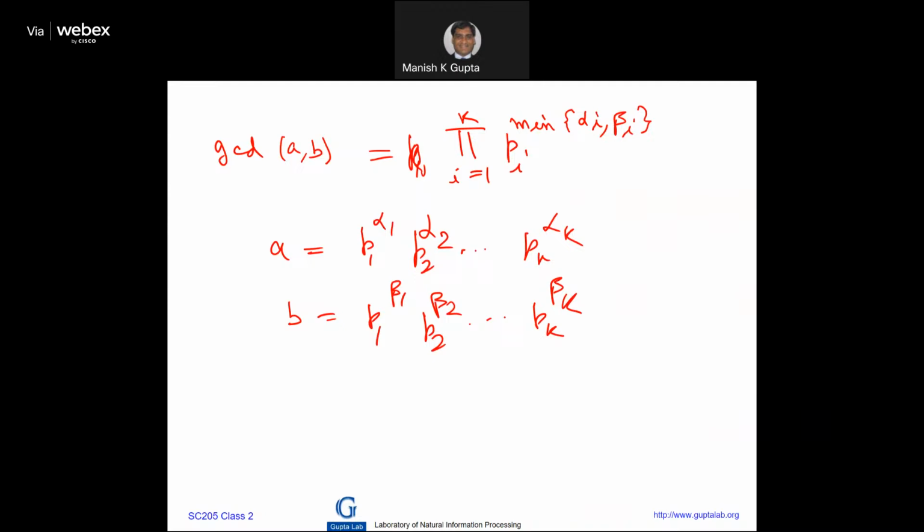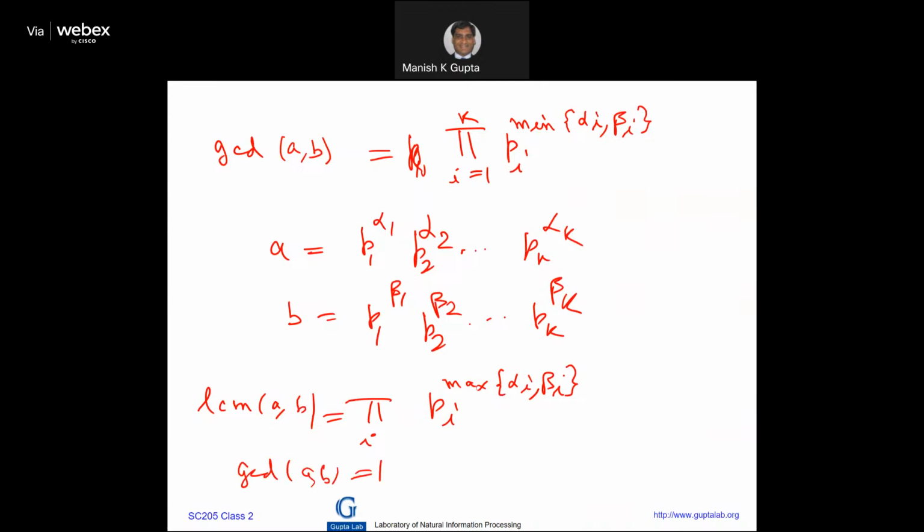Minimum, right? And if we take maximum, we will get LCM, right? The product over i of p_i to the power maximum of alpha_i, beta_i. Okay? And if GCD is 1, a and b are known as relatively prime. Fine.